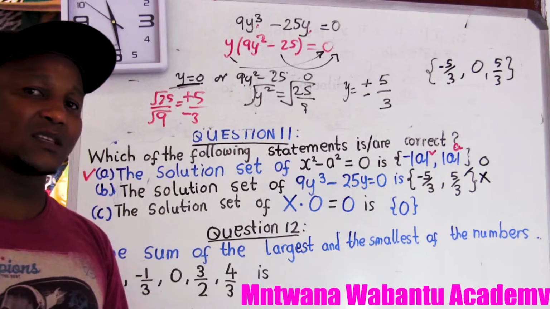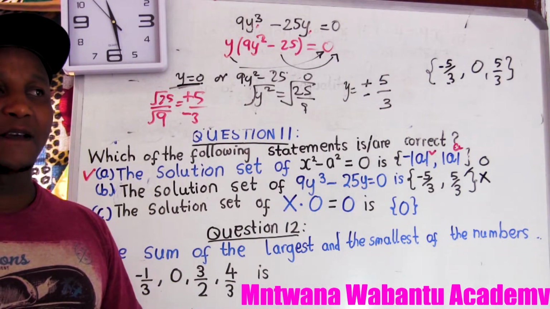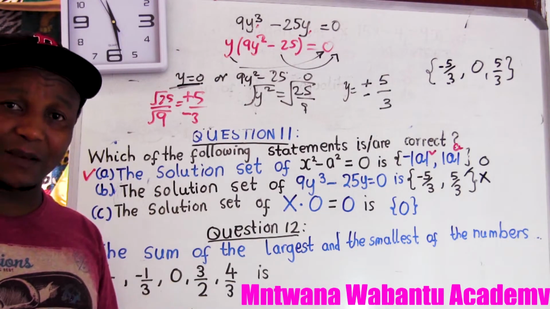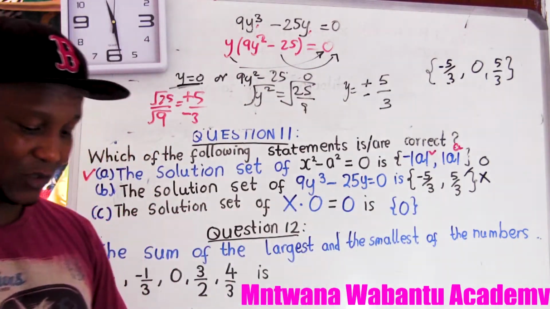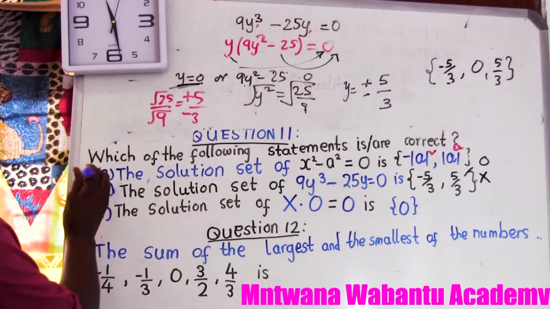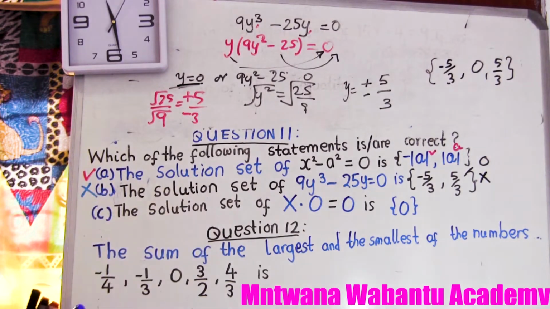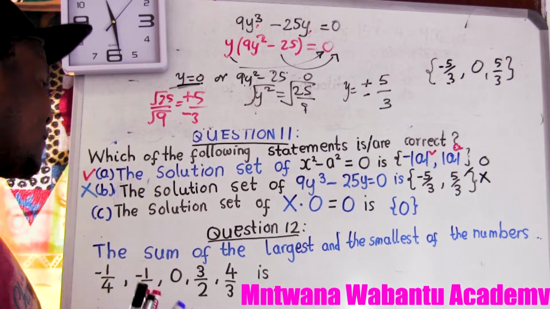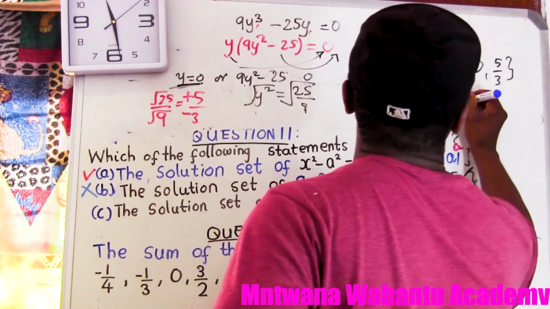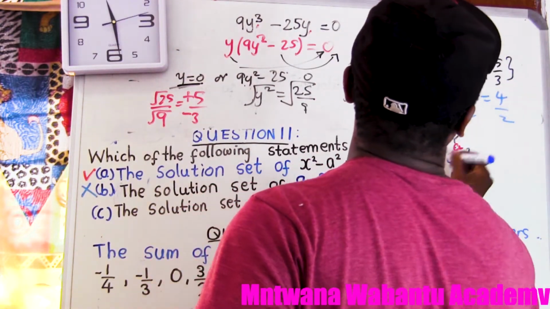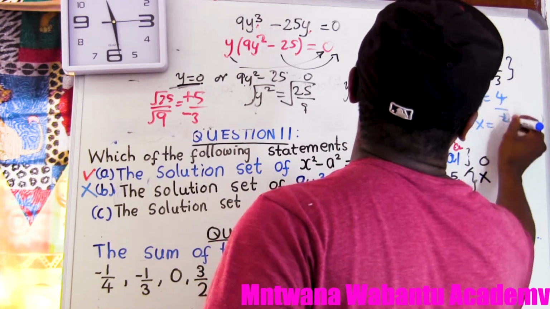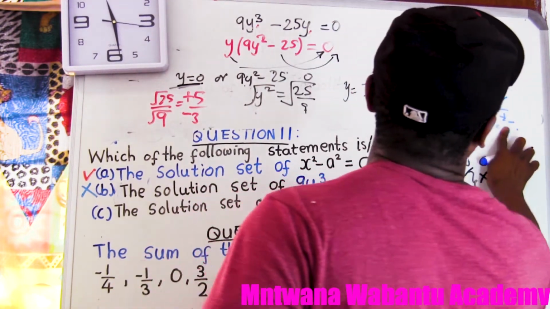Since the condition is unsatisfied, because we see all of them satisfy but this person forgot 0, it was tricky. So it's not true. Let's go to the last one. The last one is actually easy, it's obvious. If somebody gives you 2x equals 4, how do you get the value of x? I just divide by 2, divide by 2, and this cancels, x equals 4 divided by 2 equals 2.